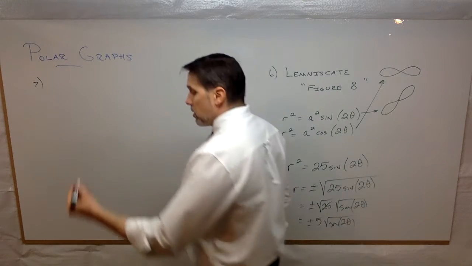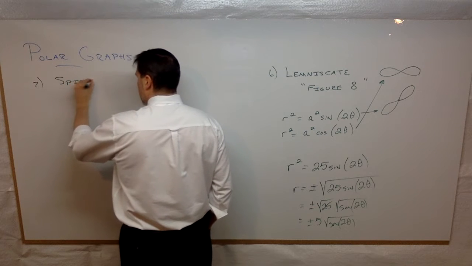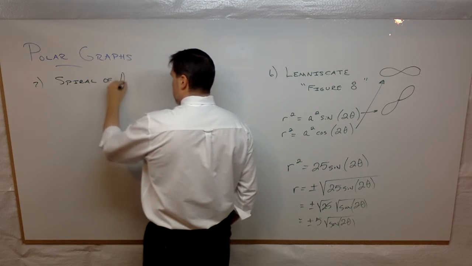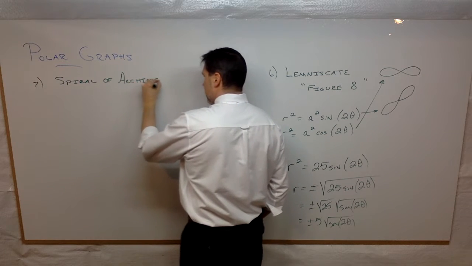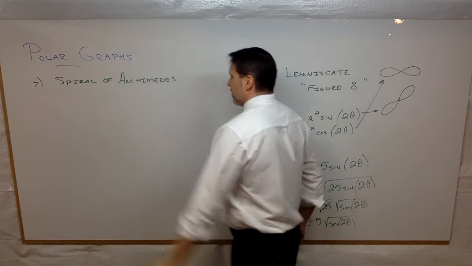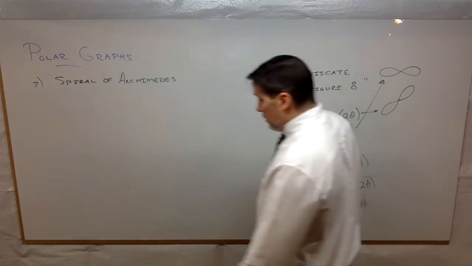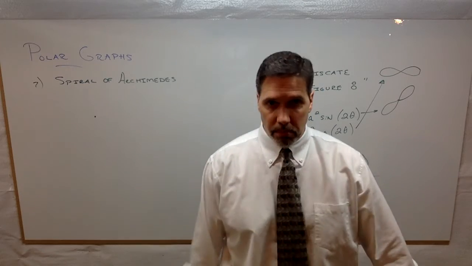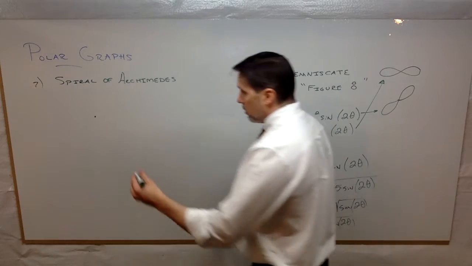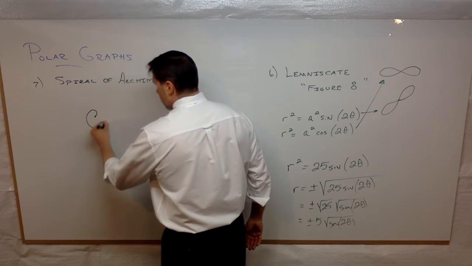All right, so number 7, very fancy name. It's called the spiral of Archimedes. I'm always afraid I misspell that. The spiral of Archimedes. And just like the name implies, a spiral of Archimedes will start at the pole, and it will spiral.